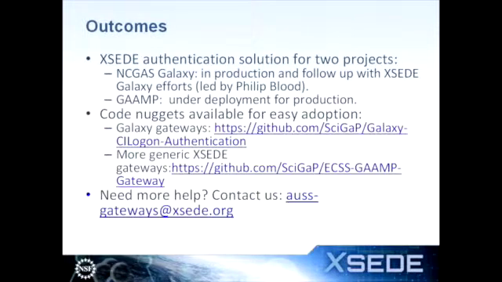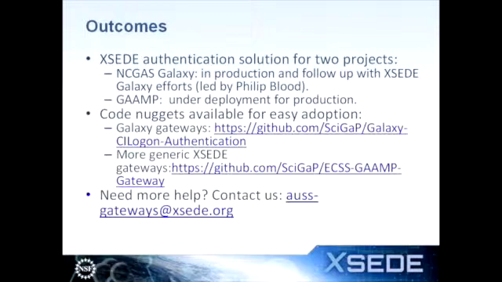So our outcomes for the two projects just discussed are as follows. We had XSEDE authentication solutions for two projects. One is NCGAS, which is currently in production, and we're also following up with the XSEDE Galaxy efforts that are led by Phil Blood. Another one is for GAAMP, and it's currently under deployment for production. We have code nuggets available for other gateways to adopt and use.